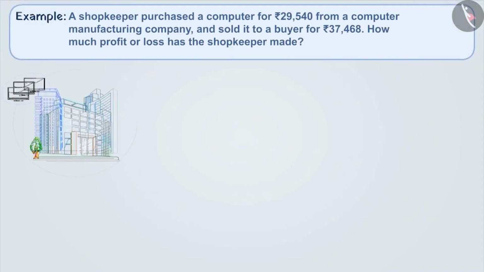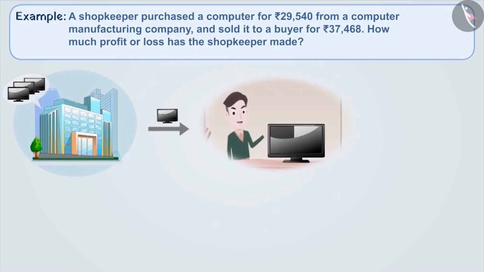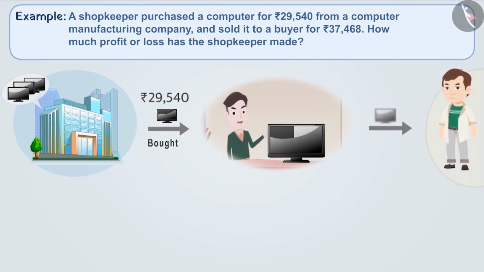From a computer manufacturing company, a shopkeeper purchased a computer for rupees 29,540 and sold it to a buyer for rupees 37,468. How much profit or loss is made by the shopkeeper?